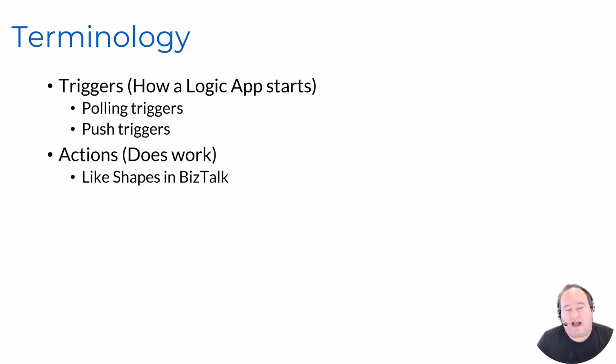We also have actions. The actions are what does the work inside of a Logic app. These are what we call shapes in BizTalk. I will interchange the two constantly, and I shouldn't. It's very well defined that in Logic apps it is an action. So keep that in mind. You might hear me in other videos say it's a shape, but really it is an action. It does the work inside there.